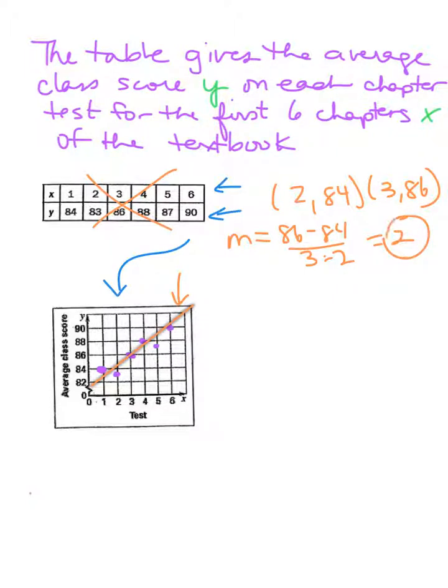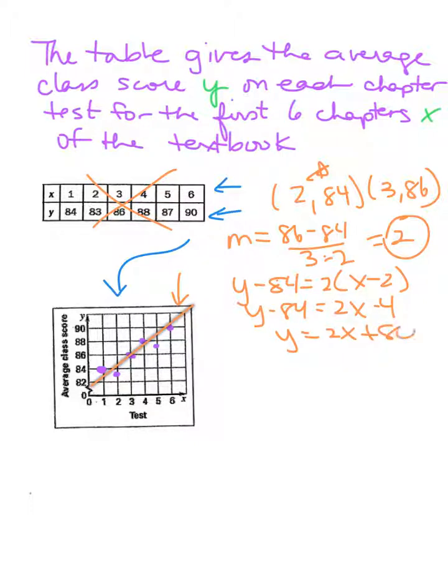I don't have my y-intercept, so I'm going to have to use point slope. So I'm going to use this point right here. I'm going to use (2, 84). So I have y minus 84 is equal to 2 times the quantity of x minus 2. So I have y minus 84 is equal to 2x minus 4. Add 84 to the other side, and I have 2x plus 80.